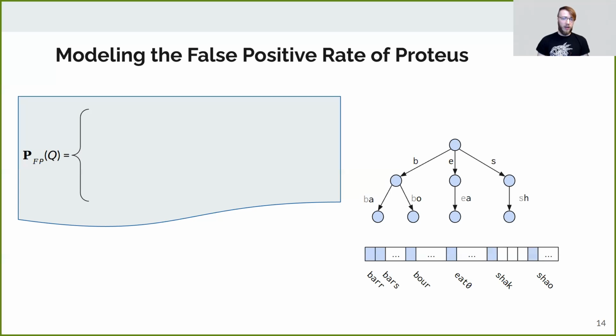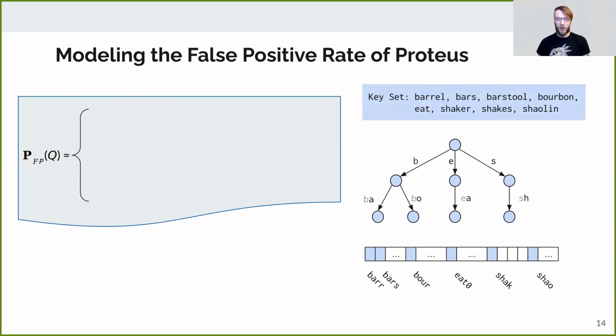With a better understanding of its components, we can now dive into the model at the heart of Proteus, which we will illustrate using the following example string keys. Our example instance of Proteus uses a trie depth of 2 and a Bloom filter encoding prefixes of length 4.